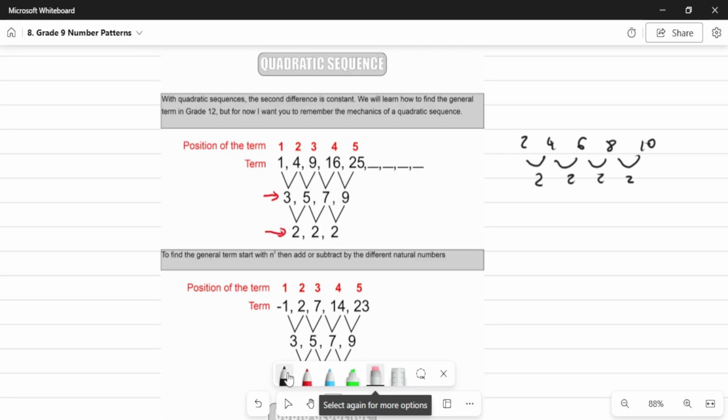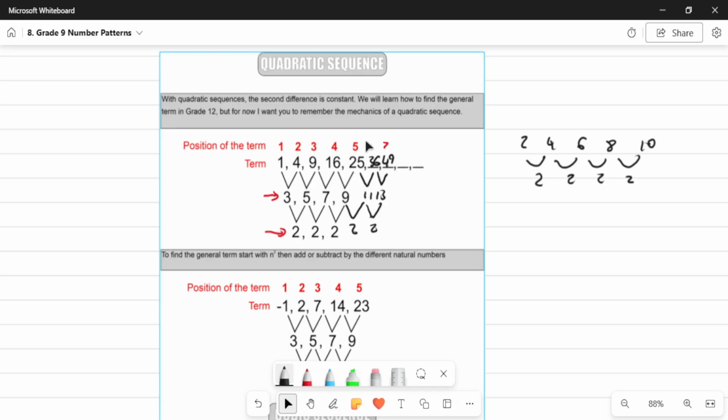So let's say, for example, they want us to find the seventh term. The way we'll do that is use what we know. We know that the second difference is constant. So this will go up like that. This will be 2. 9 plus 2 is 11. 11 plus 25 is 36. Come down here again. 11 plus 2 is 13. 36 plus 13 is 49. So the seventh term will be 49. That's how you would find a term in the sequence.